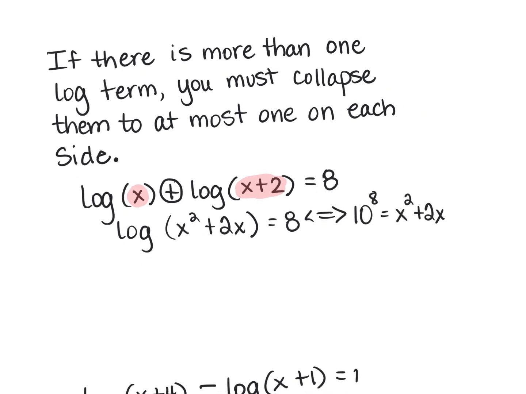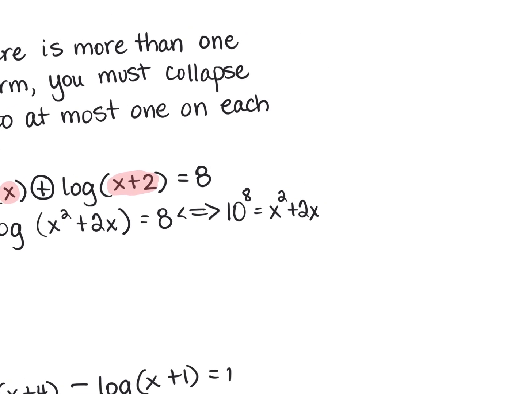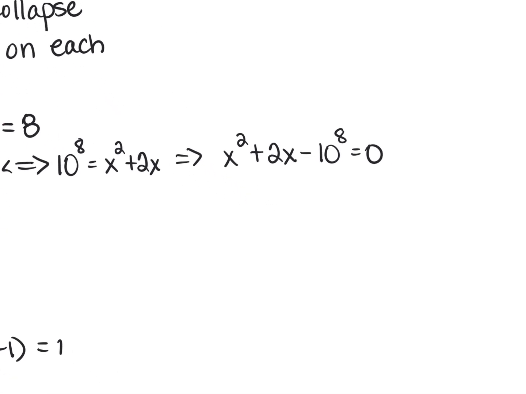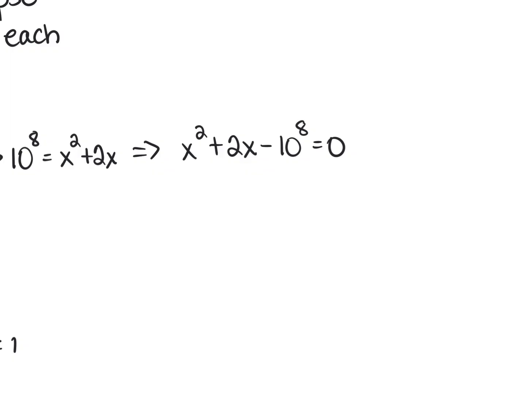So since this is quadratic, I'm going to bring it on out here so that I have room to work. I'm going to have x squared plus 2x, and then I'm going to subtract 10 to the 8th power, and that's going to be equal to 0. So that's not going to factor, obviously, so we're going to have to use the quadratic formula, and yes, this is going to get very long, so be patient and make sure you have plenty of room to work.